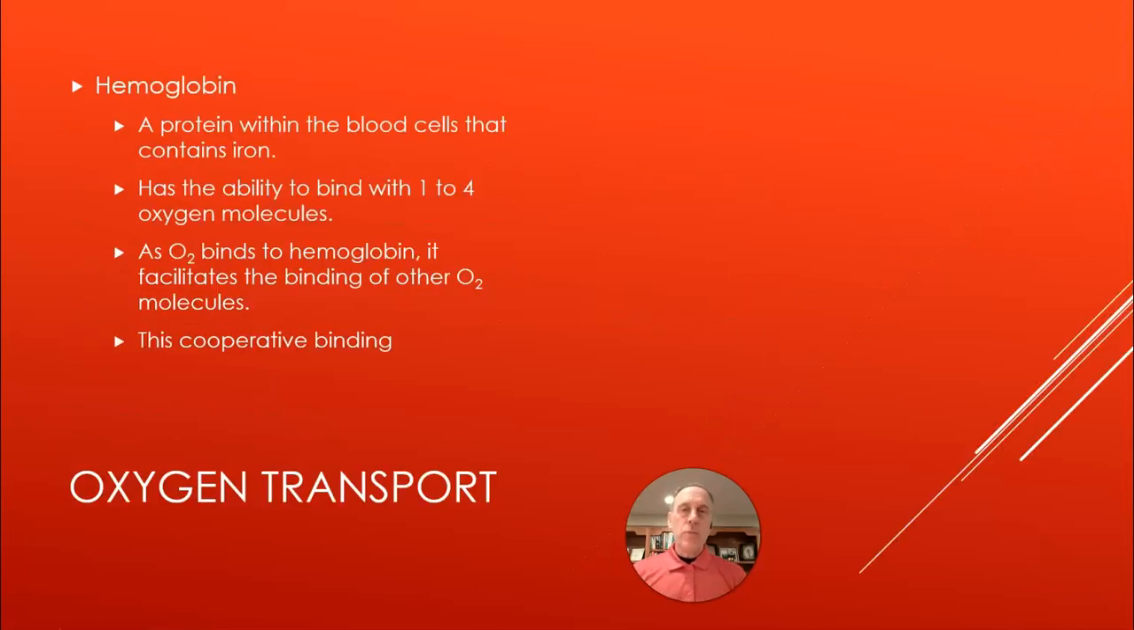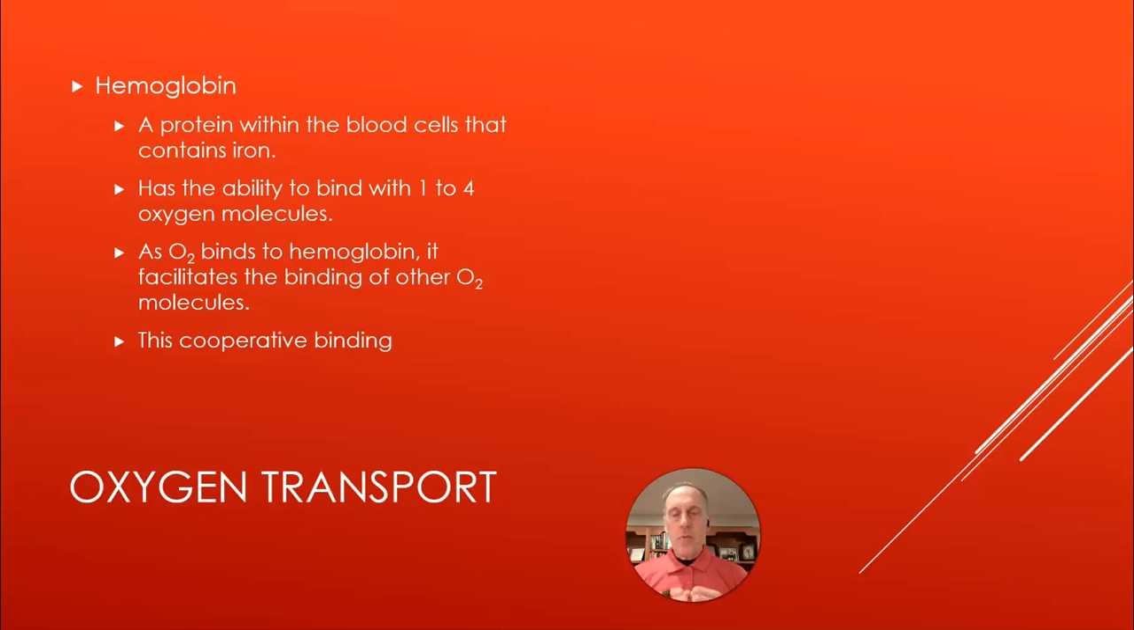So hemoglobin is a protein within the blood cells, and it contains iron, and it's the interaction between the oxygen and the iron that causes oxidation and gives it that kind of red look. Now, the hemoglobin itself, the way it's constructed, has the ability to bind with anywhere between 1 and 4 oxygen molecules. So there are 4 different irons within a hemoglobin. And we'll get into this in a second, a little bit deeper here.